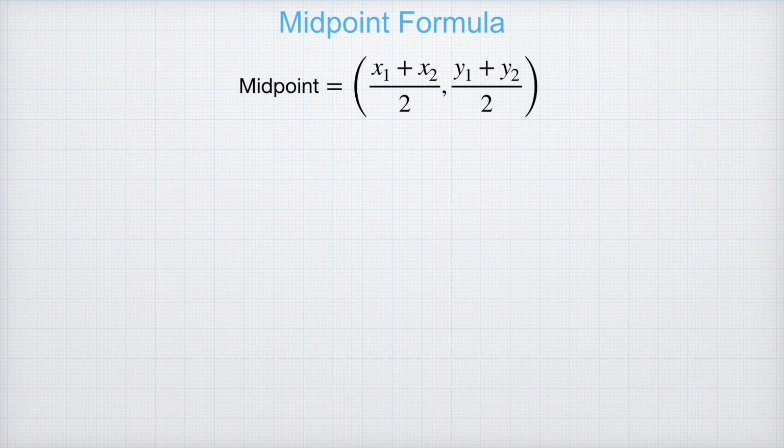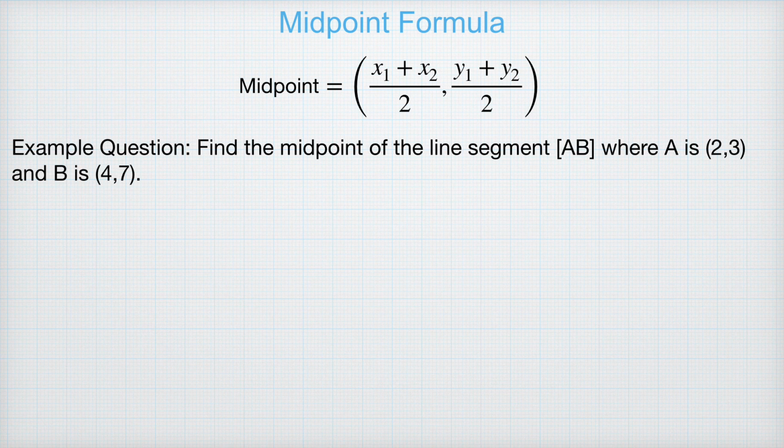The midpoint of the line segment AB can be found by substituting the coordinates of A and B into the midpoint formula directly. Example question. Find the midpoint of the line segment AB where A is 2, 3 and B is 4, 7.